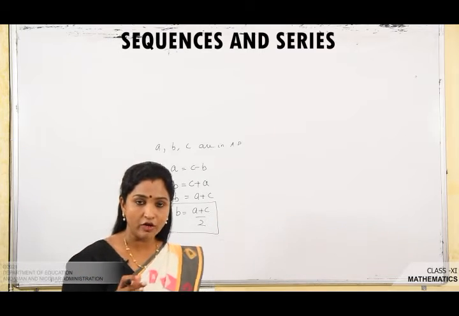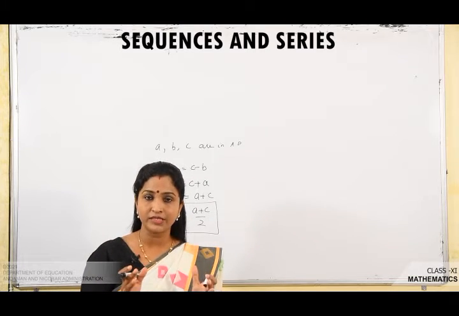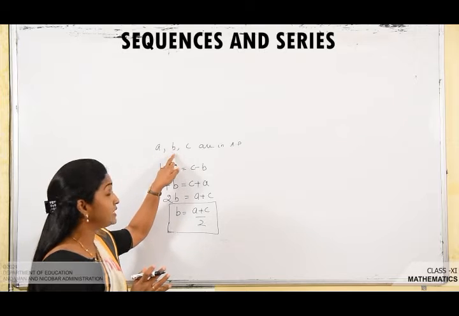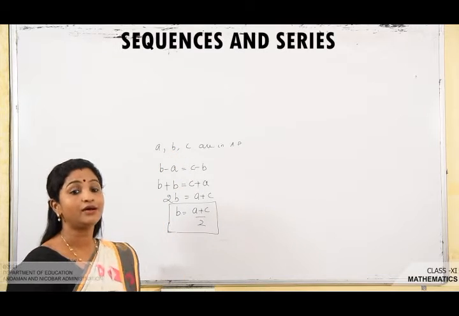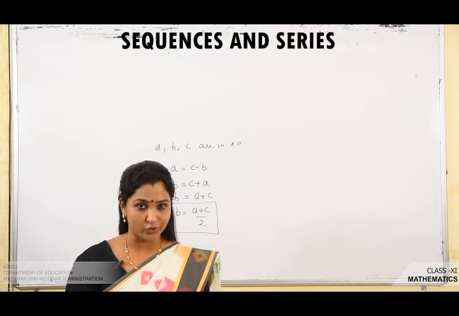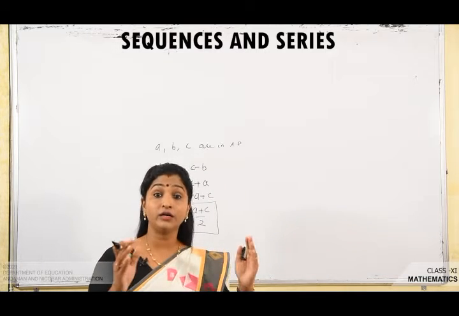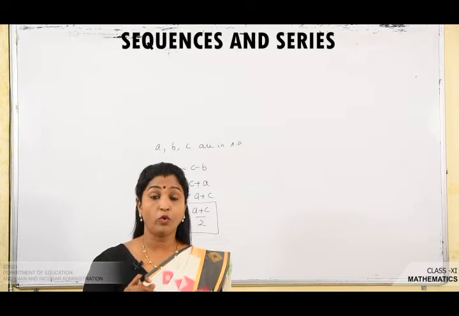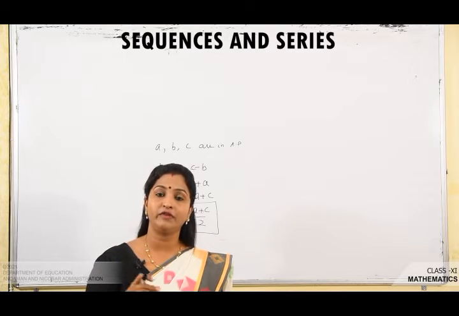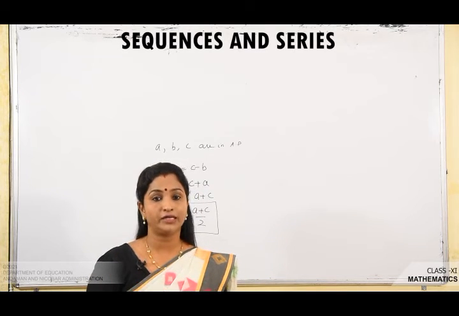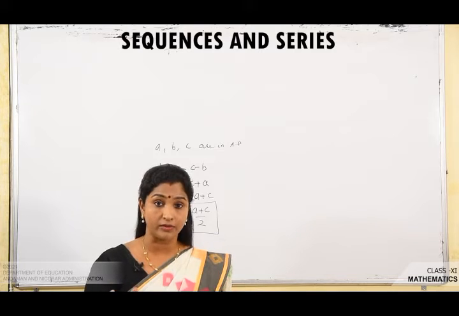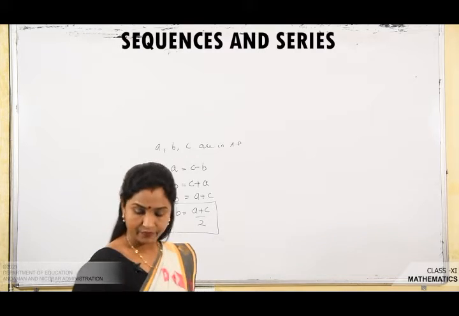So what is the meaning of arithmetic mean? If 3 terms are in AP, then the middle term is called the arithmetic mean of the other two, right? Now what happens if you have n terms between two terms? If you want to insert n terms between the two terms, what will be the arithmetic mean and how to find the terms? Now let's see here.